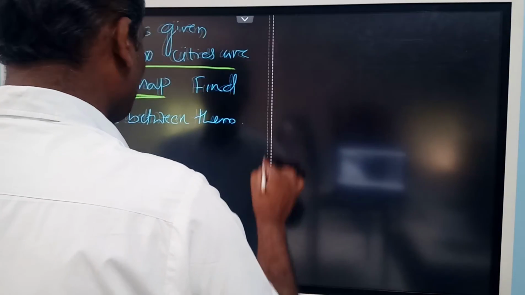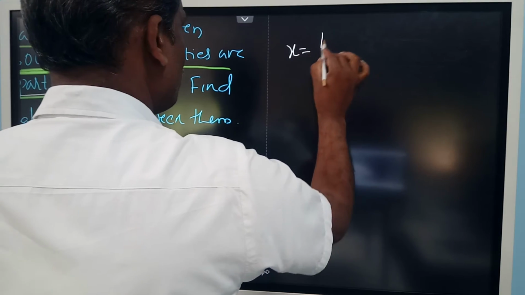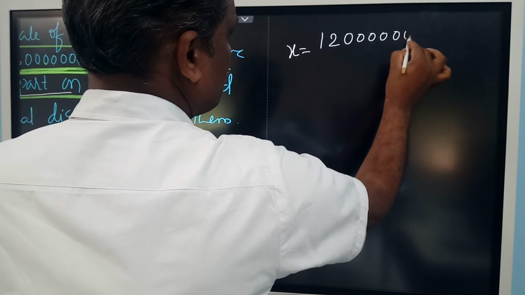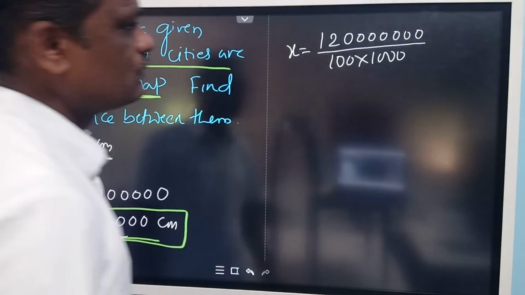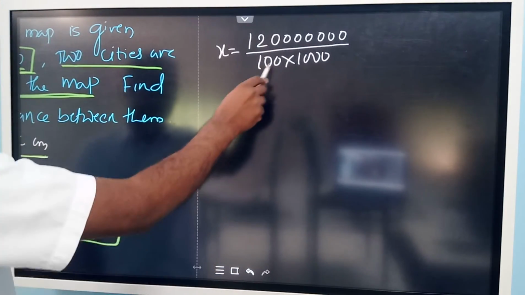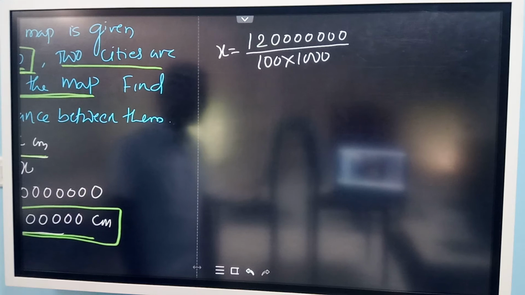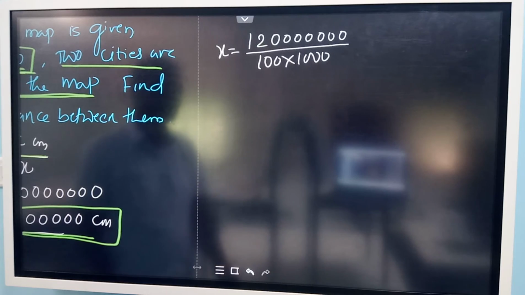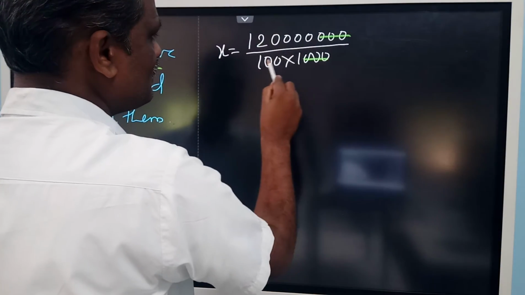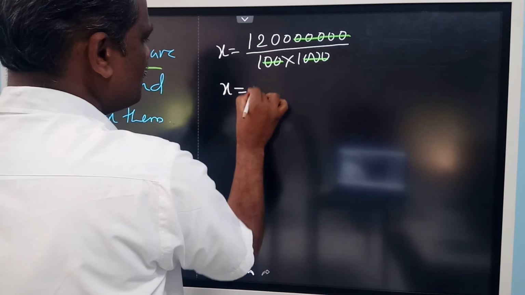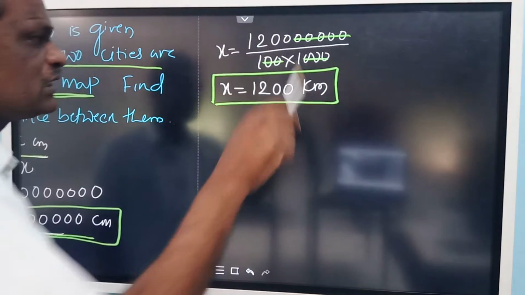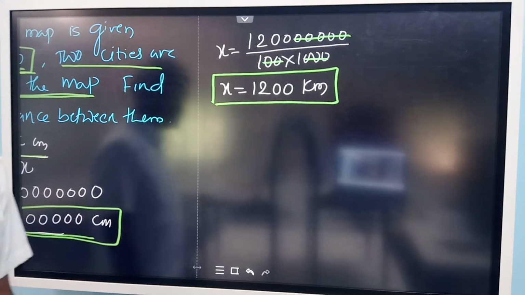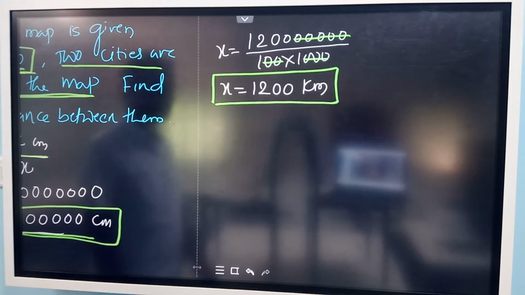So to convert this into kilometers, x is equal to 12 crore divided by 100 into 1000. Why 100 into 1000? If you divide by 100, it converts into meters. Again, if you divide the meters by 1000, it converts to kilometers. Now you can cancel these 3 zeros, and so x is equal to 1200 kilometers. So the distance on the map is 4 centimeters, which means the actual distance will be 1200 kilometers. That is the solution.